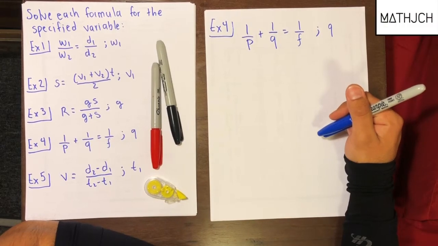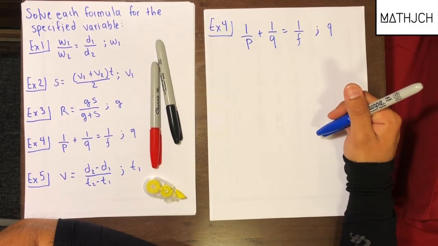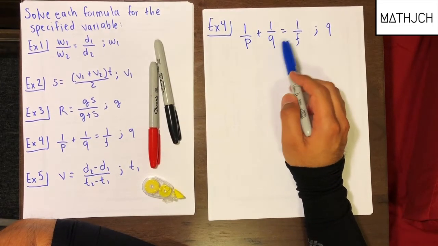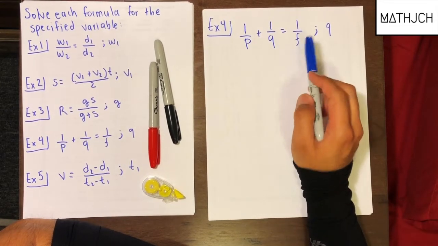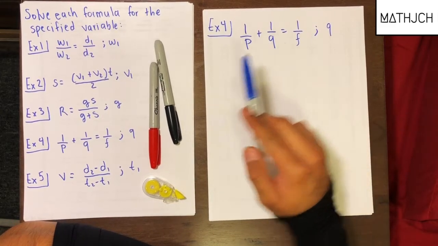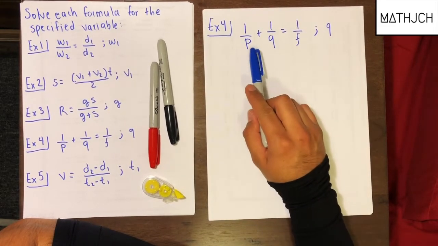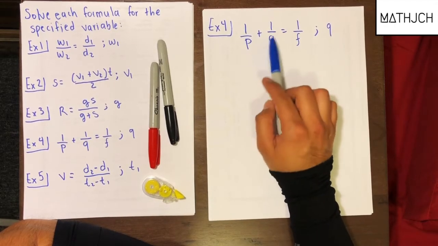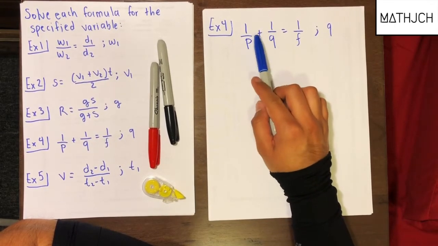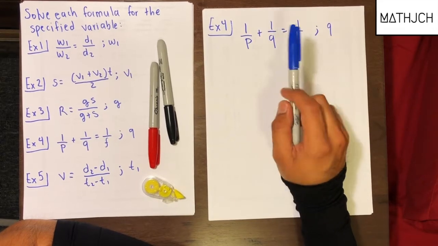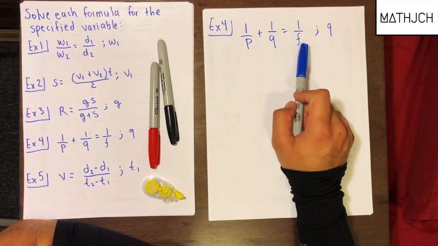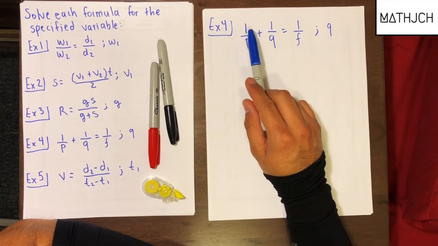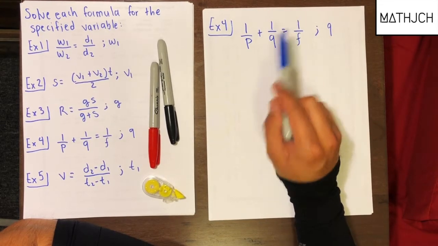For our next exercise, exercise number 4, we have 1 over p plus 1 over q equals 1 over f. Now notice this time, we don't have a fraction equals a fraction because we have two terms on one side, in this case the left side. And notice, all of them are fractions. And also, the numerators are ones. One here, one here, one here.